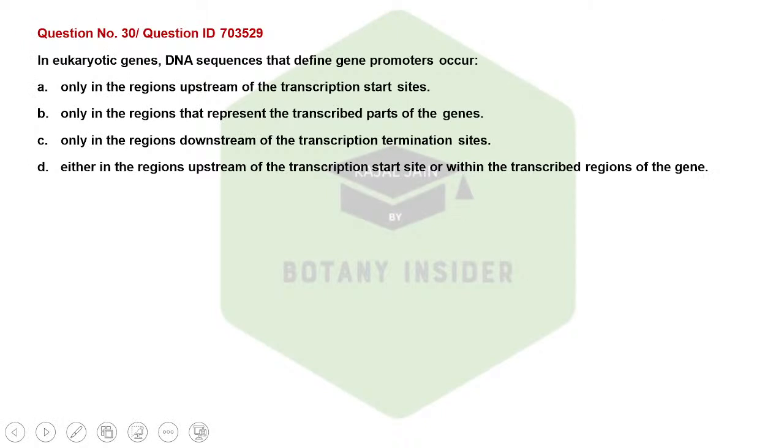I have brought 10 questions in total. In eukaryotic genes, the DNA sequences that define the gene promoter occur where? First option: only in the region upstream of the transcription start site. Then, only in the region that represents the transcribed part of the gene. Then, only in the region downstream of the transcription termination site. Then, either in the region upstream of the transcription start site or within the transcribed region. Mark the answer for this question, everyone.